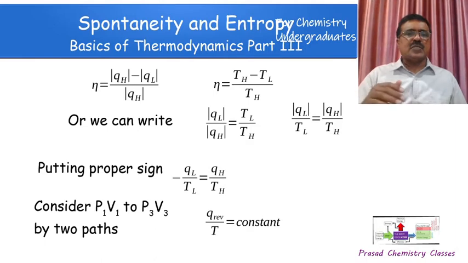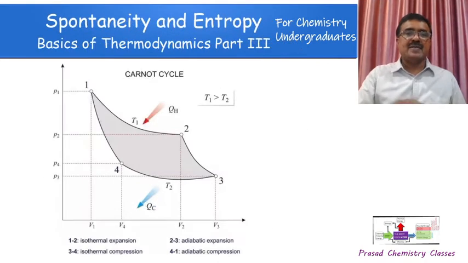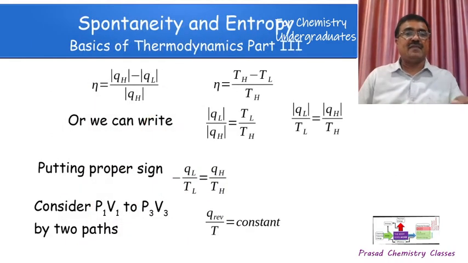Now consider the process from the first state P1 V1 to P3 V3 by two paths. You see that this is a reversible process, Q reversible by T. Consider the compression path, that is the second path, also in the same direction from P1 V1 to P3 V3. Then the parameters will change. We can remove that negative sign as well.